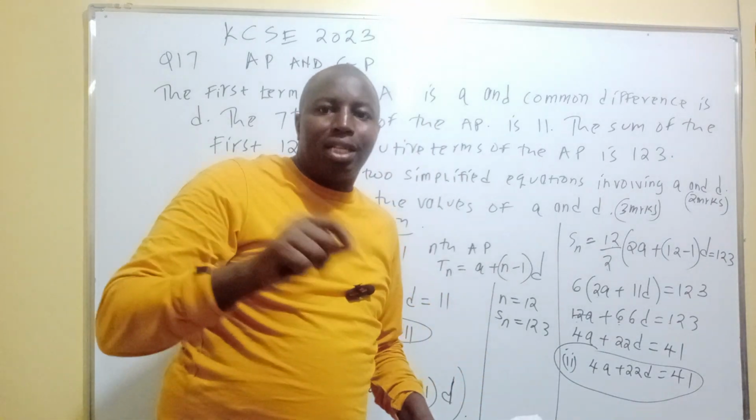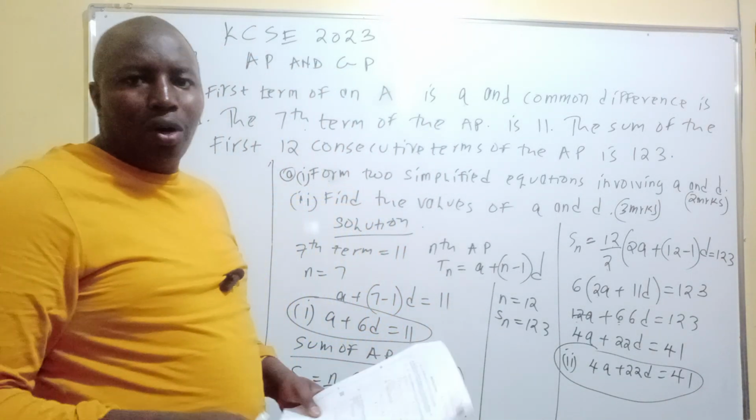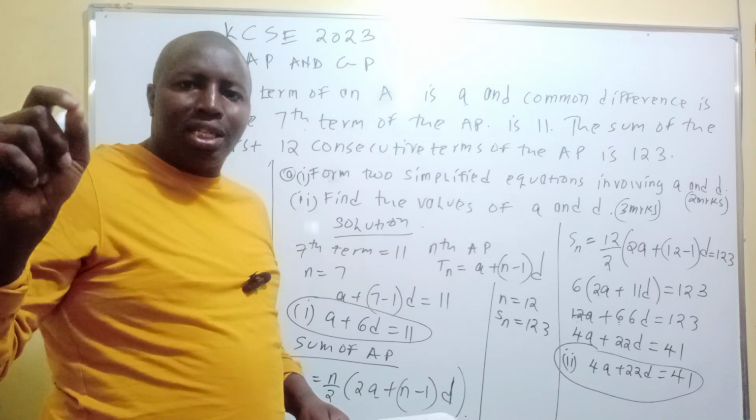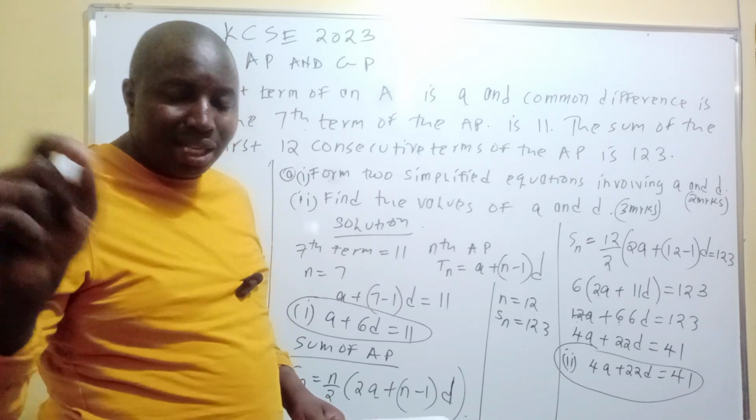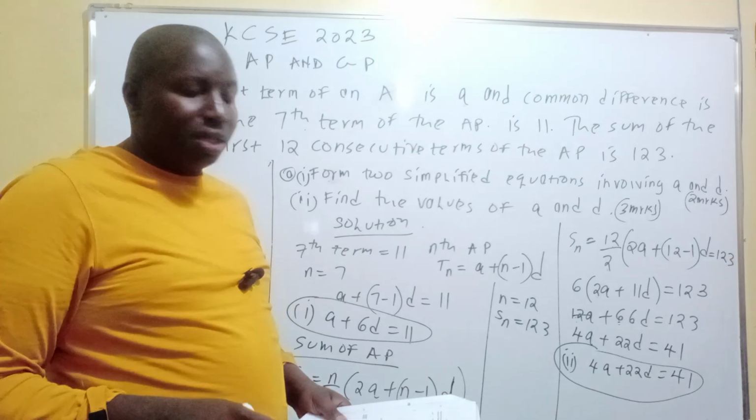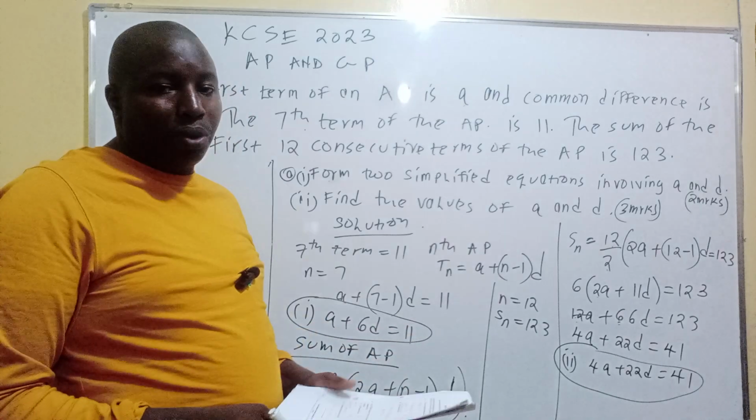So once you write the two simplified equations, a student must know how to write the nth term and the formula of the sum of AP. So that's the question.